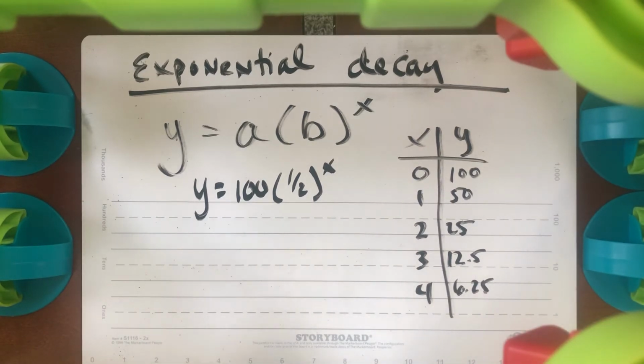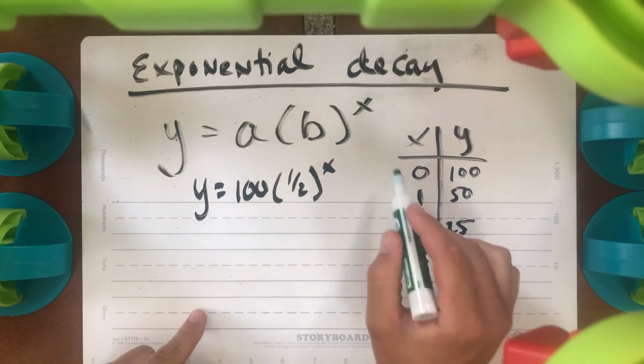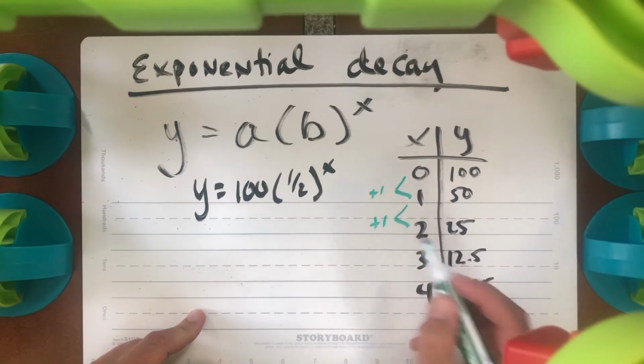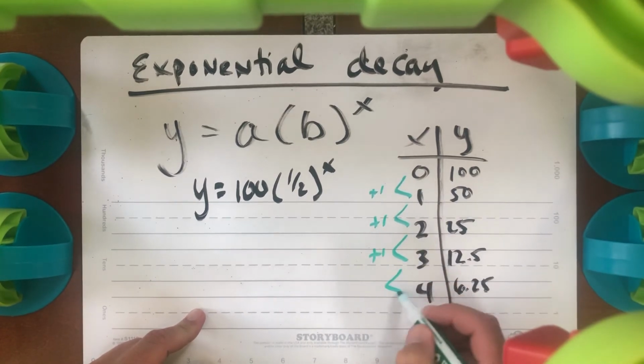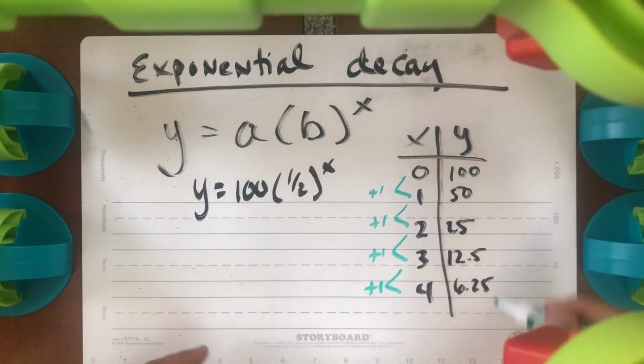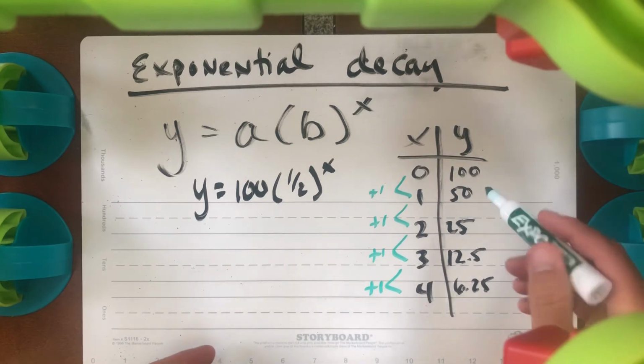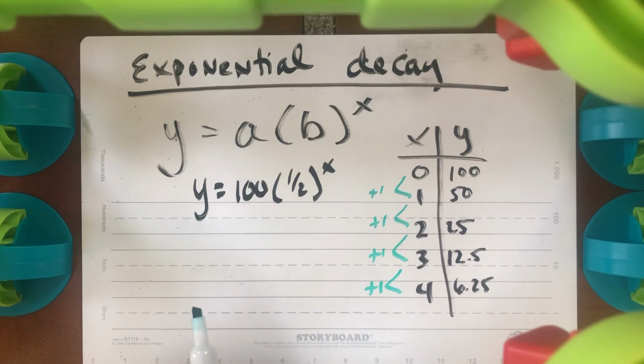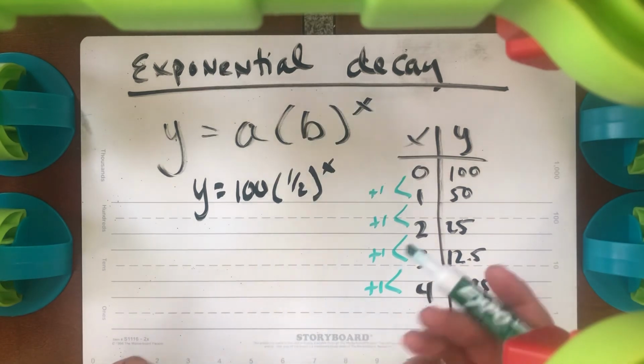So now we take a look at the table. What we're looking for in all exponential decays is over here, a common first difference, and we can see that each time we go up 1. But in this column, we're not looking for a common first difference. You can see we don't have one. Down 50, down 25, down 12.5, down 6.25. That's not common. We're not looking for a common second difference. That's quadratic.